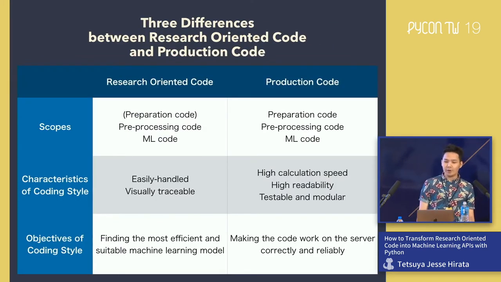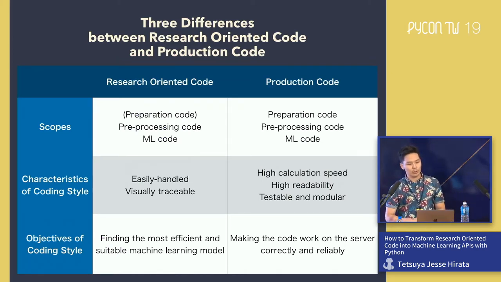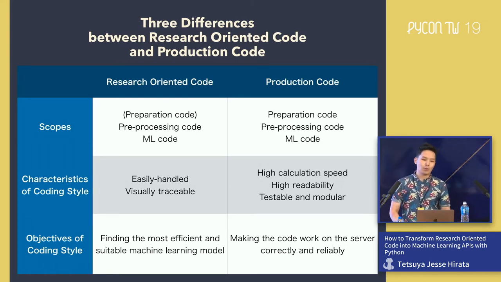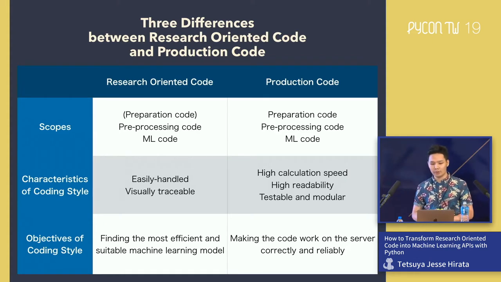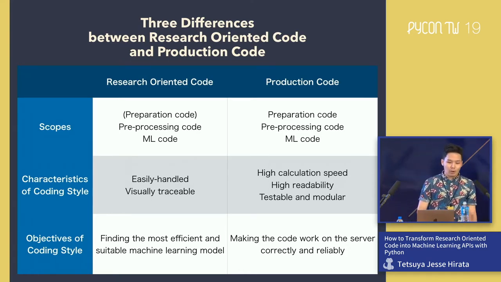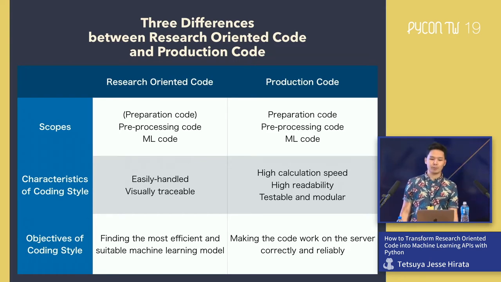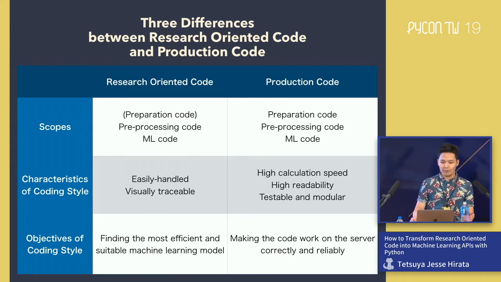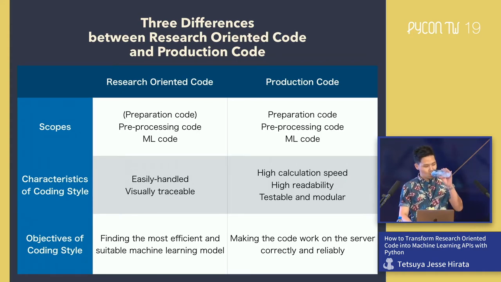Now I identify three differences between research-oriented code and production code: different scopes, different characteristics, and different objectives. Researchers focus more on writing pre-processing code and ML code, while engineers have responsibility to write the whole part of the code at production level. Research-oriented code seems easy to handle and visually traceable, but production code needs to consider high execution speed, high readability, and being testable and modular. This is because researchers focus on finding the most efficient, suitable machine learning model, and engineers have to make the code work on the server correctly and reliably.